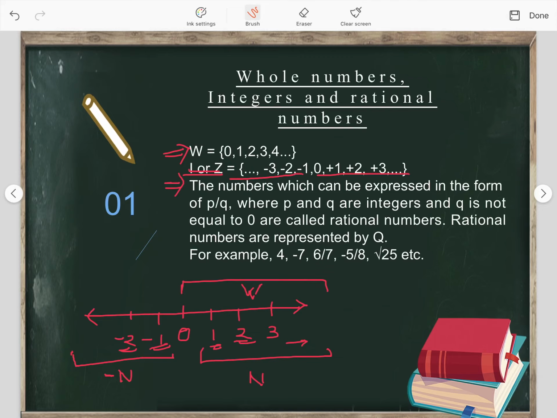So those are known as rational numbers, and rational numbers are represented by capital Q. Capital Q is used to represent the rational numbers. Some examples are given, you can see here: 4, -7, 6/7, -5/8, and so on. Now, what we have discussed, rational numbers. Observe carefully.